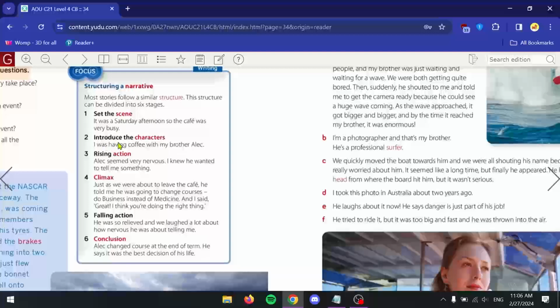And then introduce the characters. Who are the characters? Was it your brother? Was it your sister? Was it you? Was it you and others? Again, totally your choice. Then start rising action, start building that suspense, and then go through the climax, finally falling action, and then conclude your text.